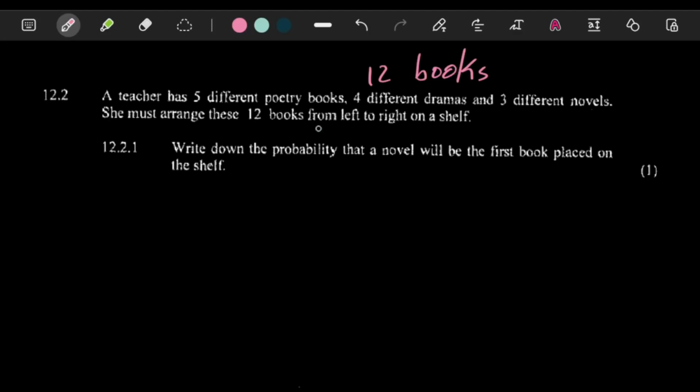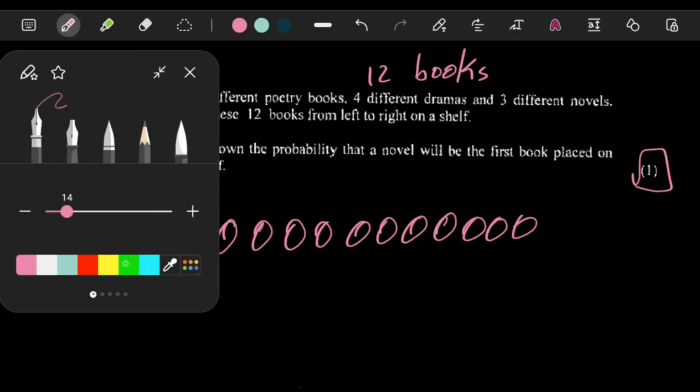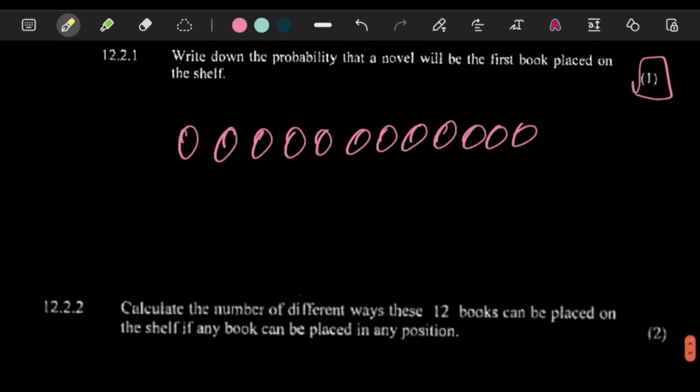She must arrange these 12 books from left to right on a shelf. Now, for 1 mark, they said write down the probability that a novel will be the first book placed on the shelf. So you have 12 slots, you see. 1, 2, 3, 4, 5, 6, 7, 8, 9, 10, 11, 12. They said work out the probability that a novel will be the first book placed on the shelf.